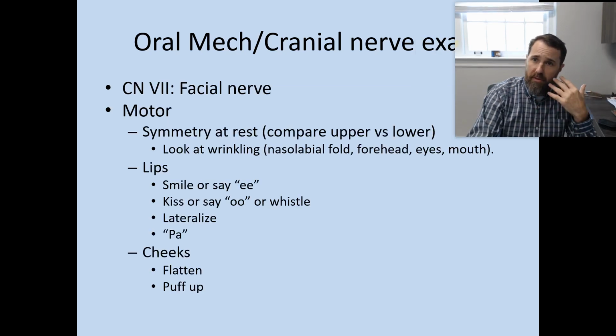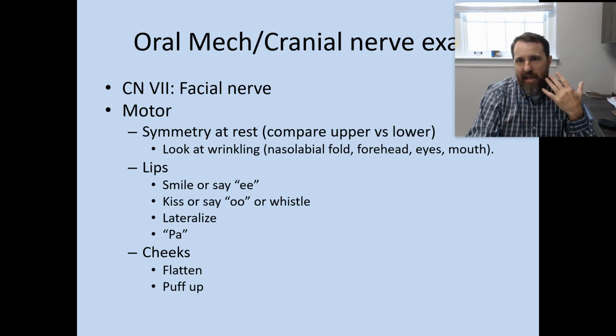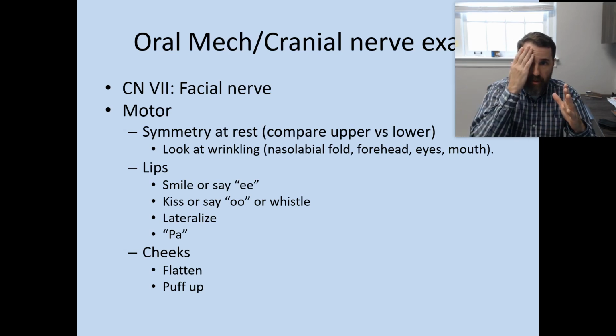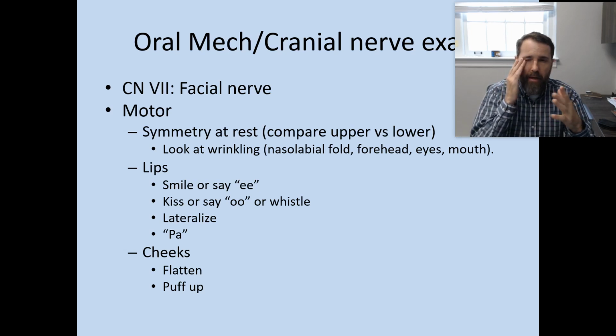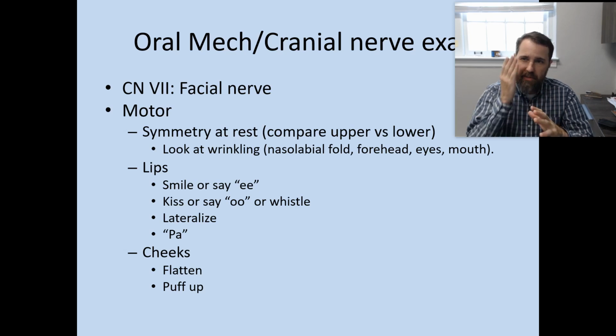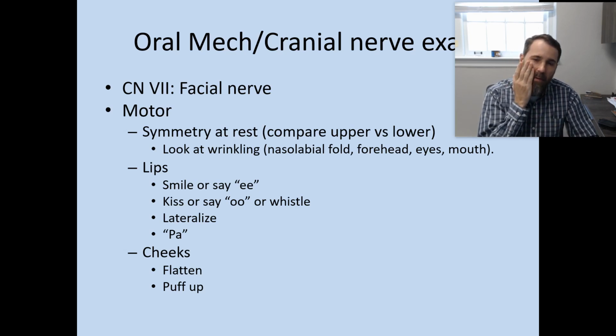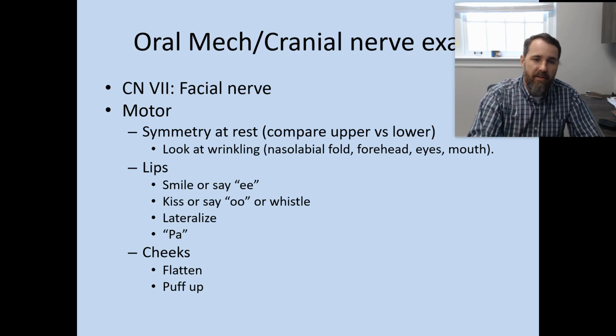Testing the facial nerve, you want to look at the symmetry of the face. Like I said, have them lateralize their lips one way or the other, pucker and smile. If it is a unilateral facial nerve issue, then the forehead and the eye and that side of the mouth will be affected. So facial nerve, it's going to affect the entire unilateral, ipsilateral side of the face.